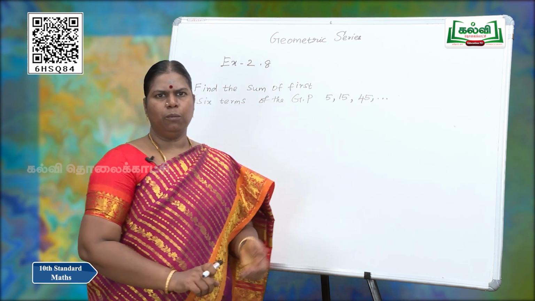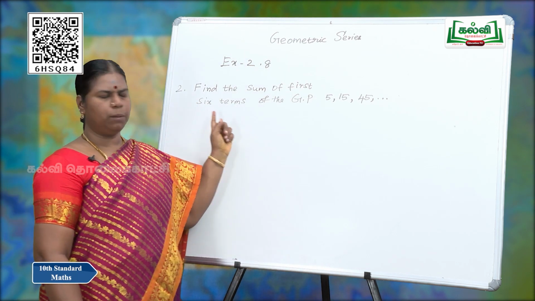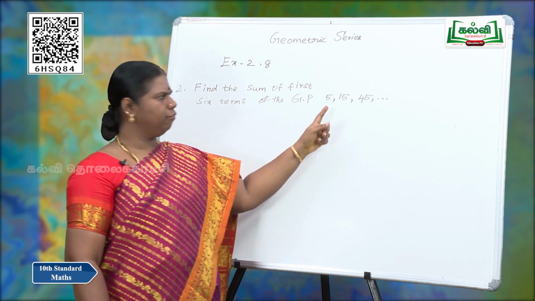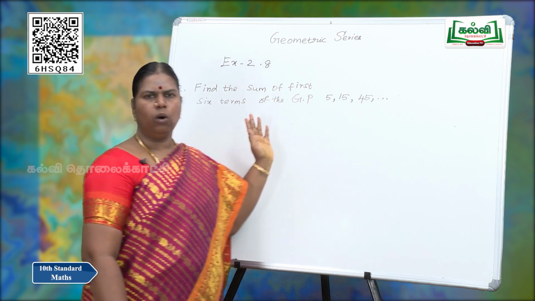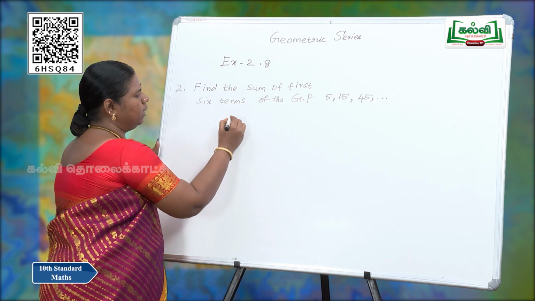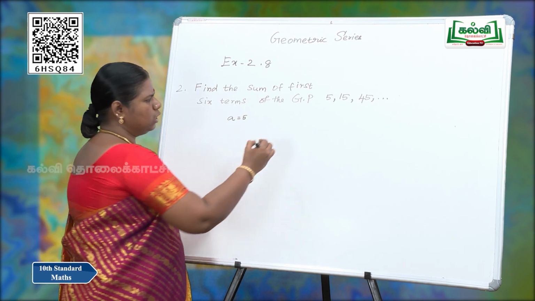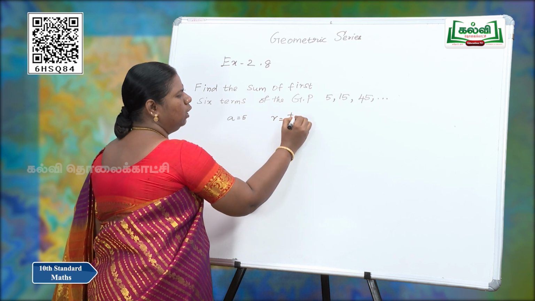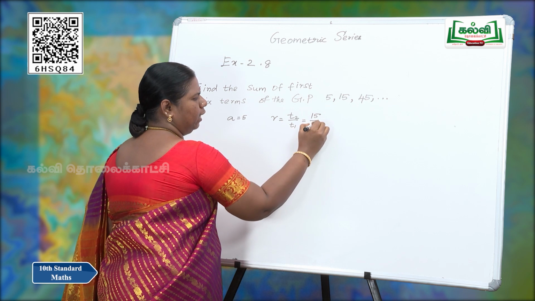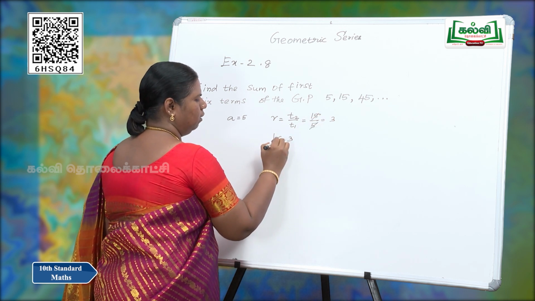Students, we will move on to the second sum. Find the sum of the first 6 terms of the GP 5, 15, 45. What is the given information? The first term A is equal to 5. We have to find the common ratio R is equal to T2 by T1 is equal to 15 by 5. On cancelling, we get R is equal to 3.